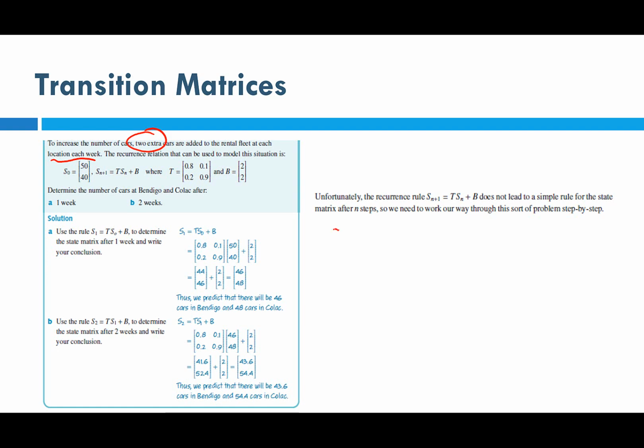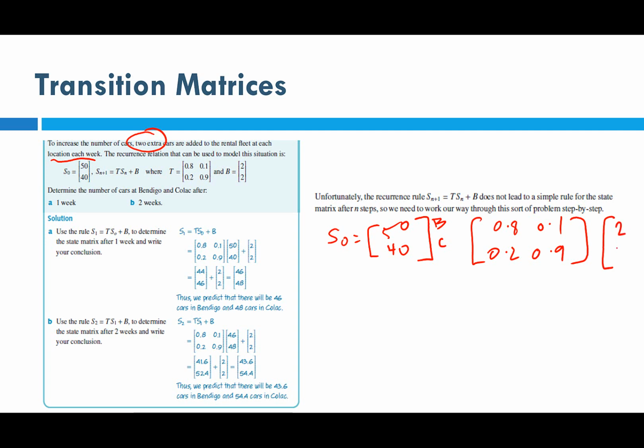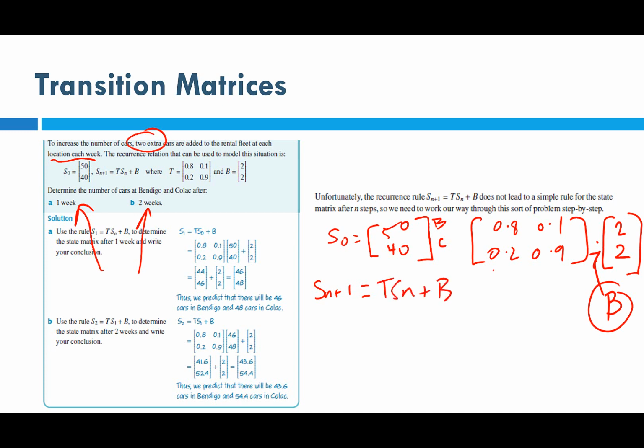So we know that our initial state matrix is 50, 40. The transition matrix was 0.8, 0.2, 0.1, and 0.9. So don't forget, I had Bendigo and Colac, haven't I? Now they're saying that they want to add 2 extra cars to the rental fleet at each location. That means at Bendigo and Colac, 2 at Bendigo and 2 at Colac, giving us this column matrix B right there. Okay? So now it says determine the number of cars at Bendigo and Colac after 1 week and then after 2 weeks. Same situation, except in this situation I am using S of n plus 1 equals T S of n plus B, which is now this part.